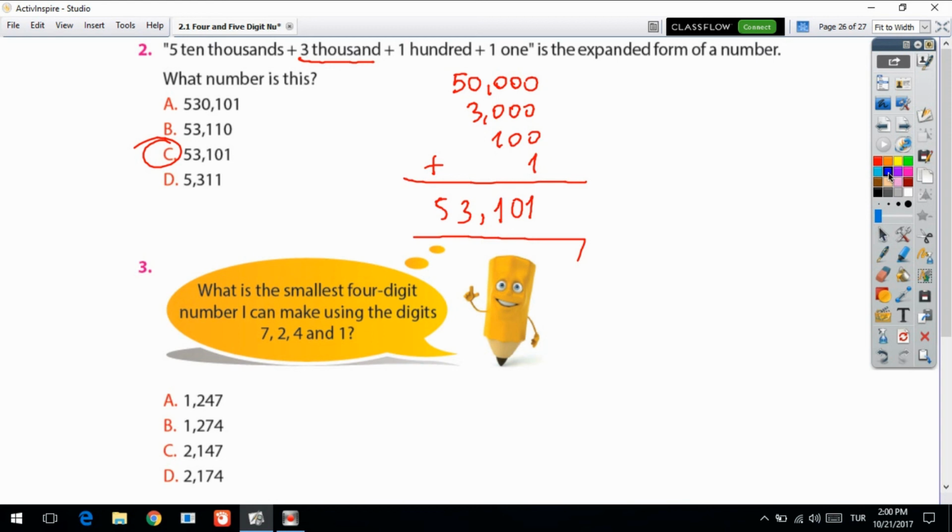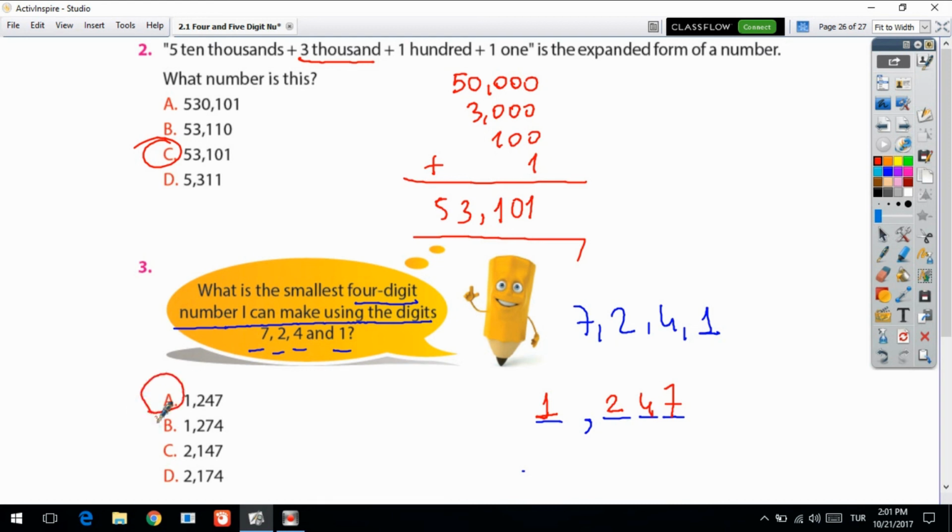What is the smallest 4-digit number I can make using the digits 7, 2, 4, 1? What numbers do I have? 7, 2, 4, and 1. So I need to get the smallest 4-digit number. To write the smallest 4-digit number, first I need to write 1, 2, 3-digit, then comma. Which numbers come? I will start from the smallest digit to write the smallest number. What number is the smallest one? Then which number is getting bigger? So 1, then 2, then 4, then 7. 1247. Your answer is A.